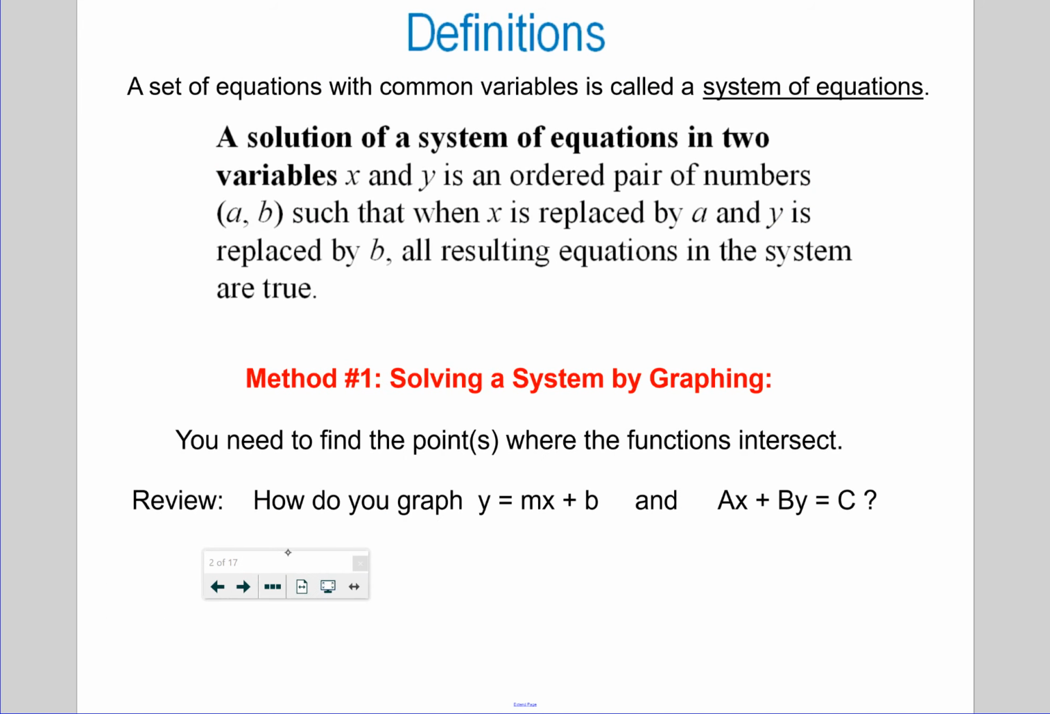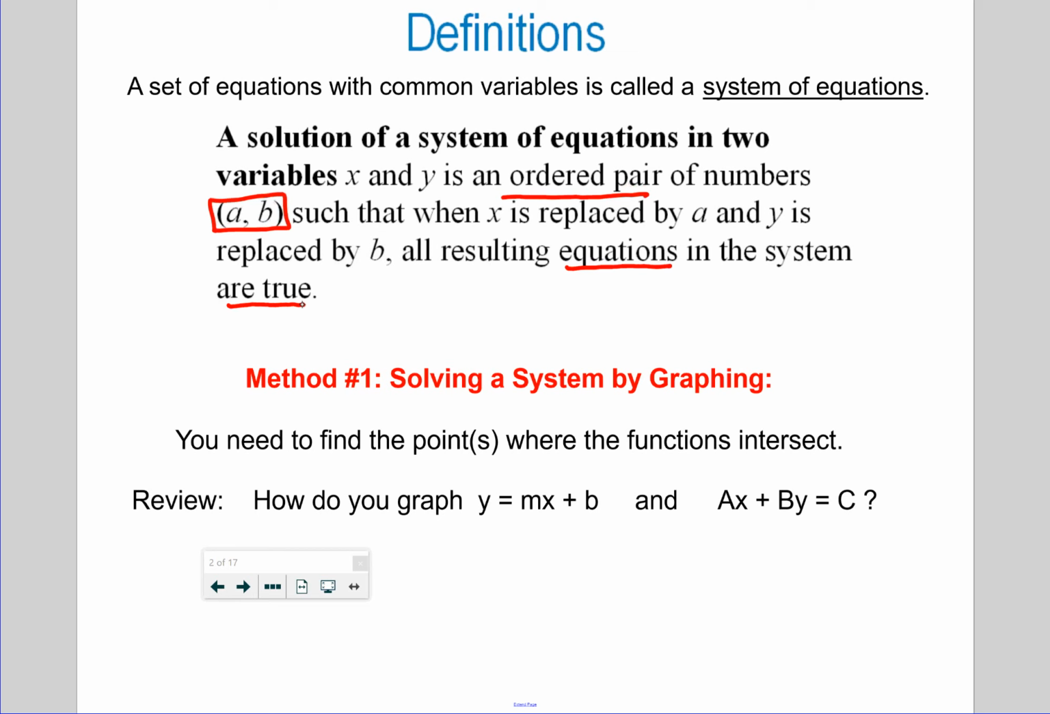Let's start with the definition of a system of equations. A system of equations is a set of equations with common variables. All of the systems that we'll be looking at in this lesson will be linear systems, meaning our equations will represent lines, and the variables that we'll often be using are x and y because we see those often when we graph our lines. The solution that we're looking for to a system of equations is an ordered pair, so a point, and we're looking for the a and the b values that represent the x and y that result in our equations having true statements.